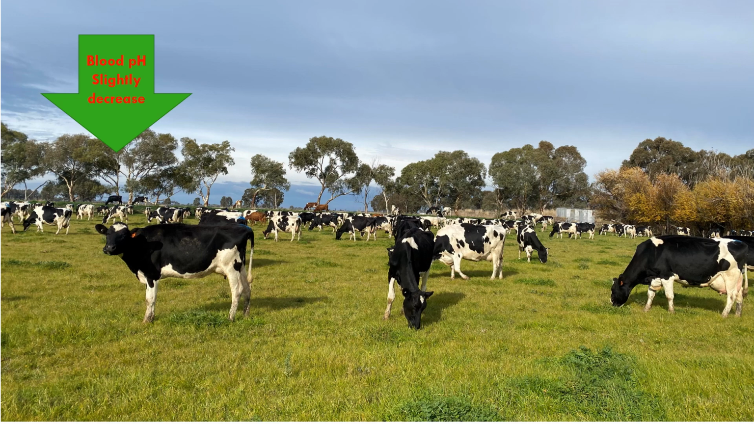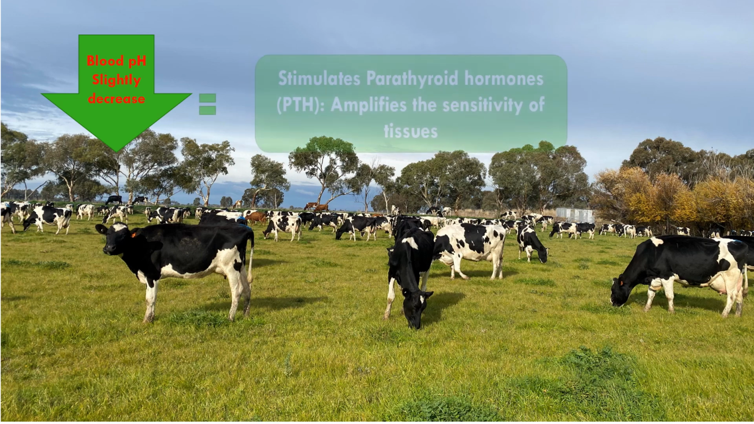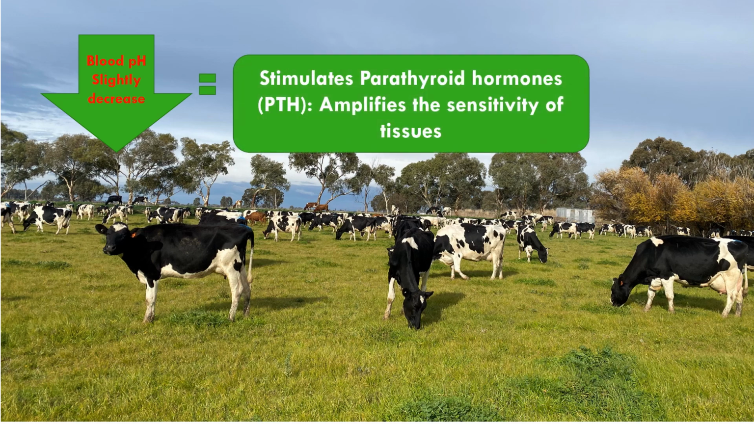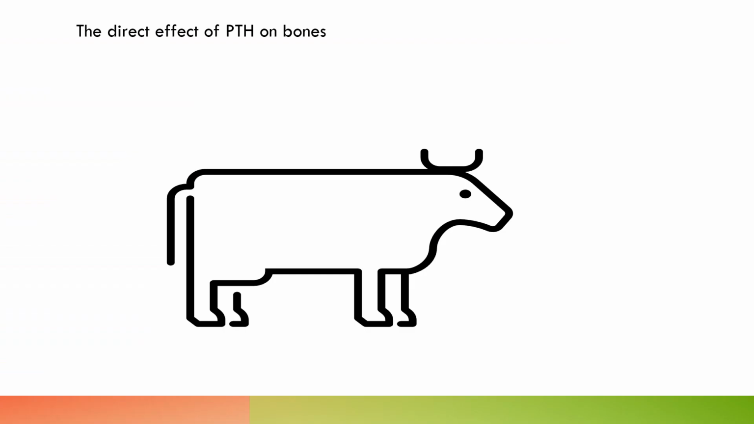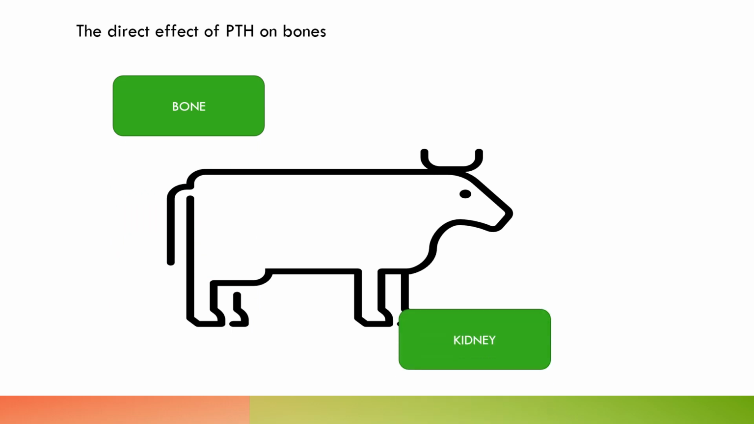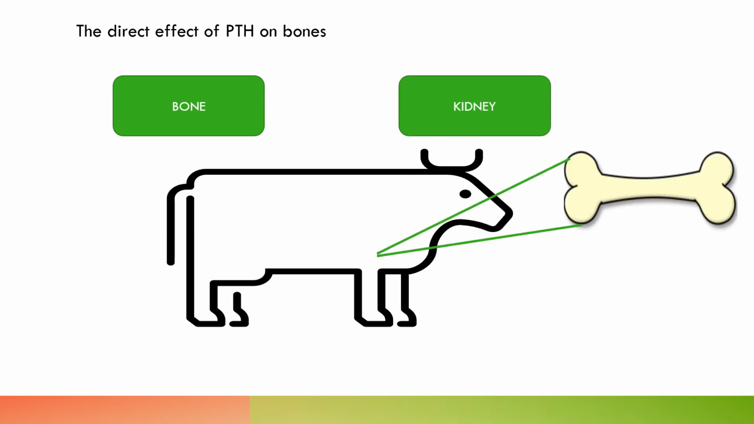When blood pH decreases, it will stimulate the parathyroid hormone. Parathyroid hormone will amplify the sensitivity of the tissues. For calcium regulation, there are two main organs that are involved and are reactive to PTH. These are bones and kidneys. PTH stimulates the breakdown of calcium in the bone, and this will increase the readily available calcium in the blood.